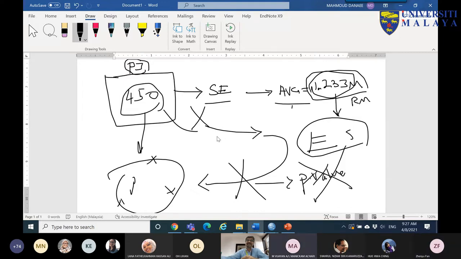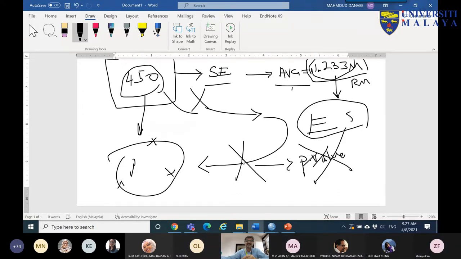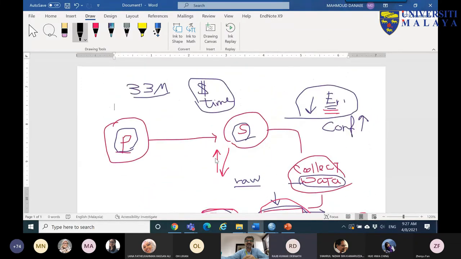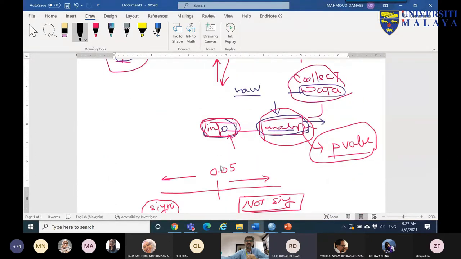Yes. Good. Thank you, Doctor. So I just summarize this one: when we are using non-probability sampling, we have to avoid the p-value and use the effect size. Yes, exactly. Thank you, Doctor. You're welcome.